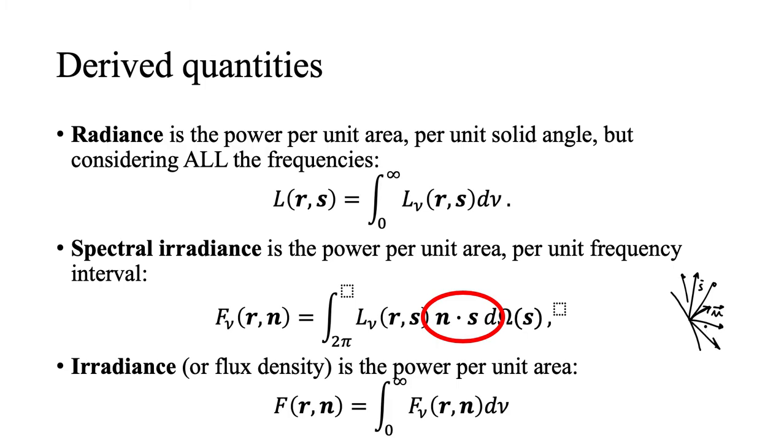And when you do that, you need to take into account the fact that these have different directions, and so you need to take a cross product with the vector that is perpendicular to the surface of the area of the sphere that you're considering. Okay, this we call spectral irradiance. Okay.